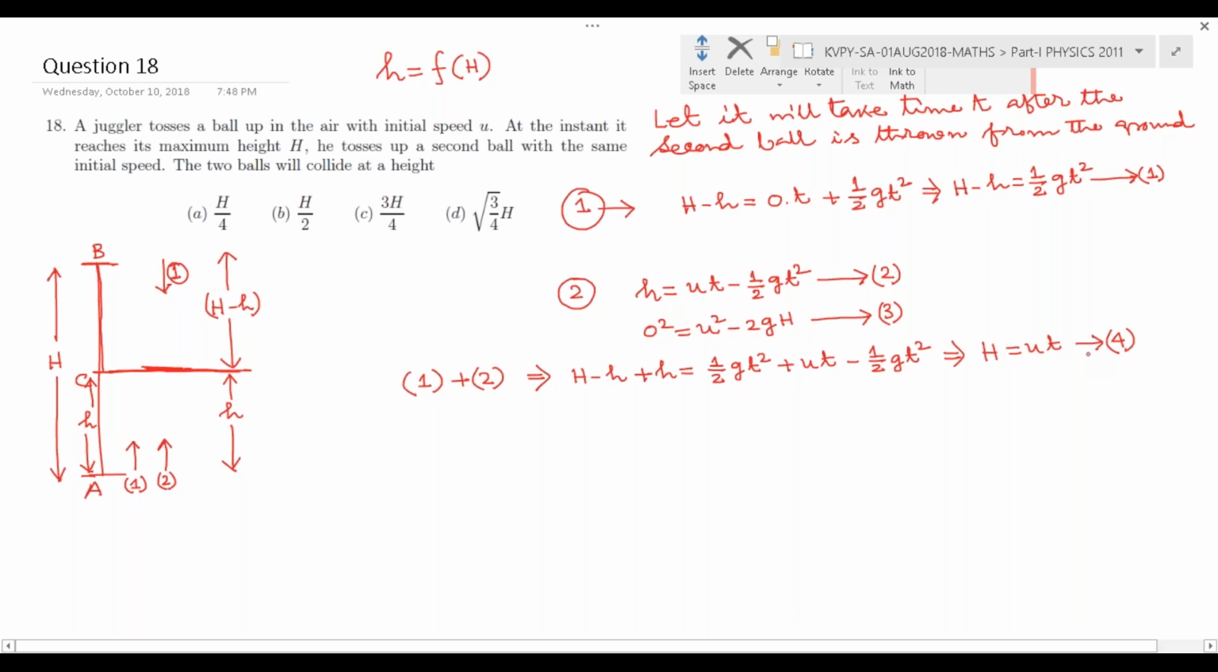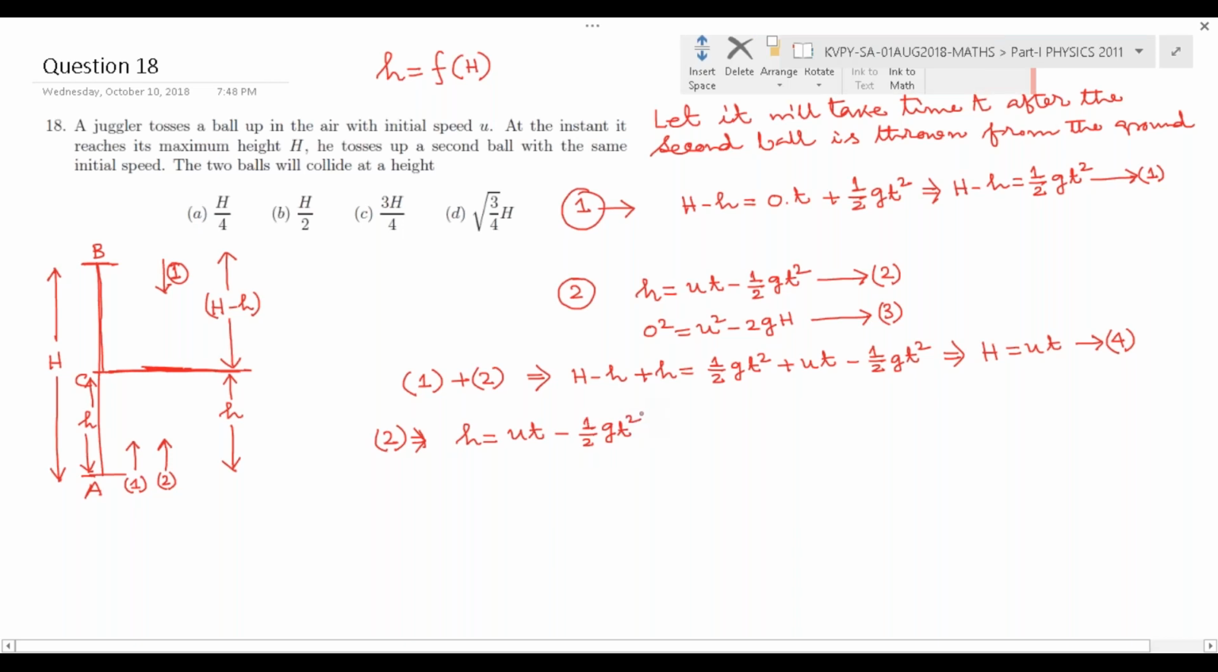Now let us find how we can derive the value of h from the above equation 2. So from equation 2, we get the value of h is equal to U into T. So let me write first. It is U into T minus half into G into T square.